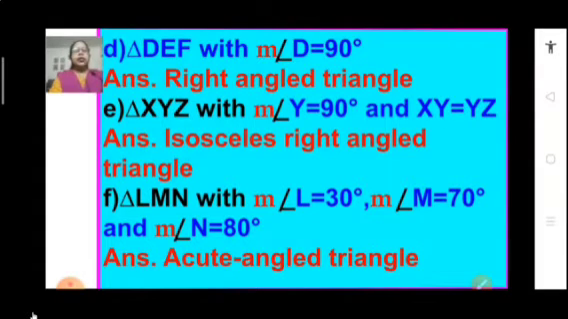E. Triangle XYZ with measure of angle Y equal to 90 degrees and XY equal to YZ. So in this triangle we have one angle which is 90 degrees and two sides are equal. So it's an isosceles right angle triangle. F. Triangle LMN with measure of angle L equal to 30 degrees, measure of angle M equal to 70 degrees, and measure of angle N equal to 80 degrees. So all the angles of this triangle are less than 90 degrees. So it is an acute angle triangle.